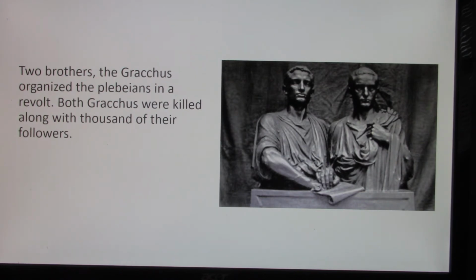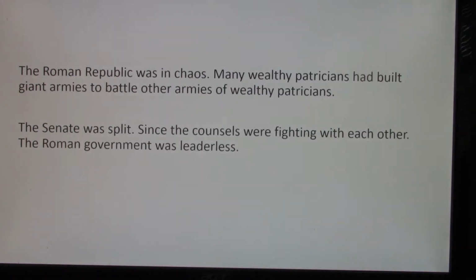A war between patrician versus patrician will break out, in which patrician can organize the biggest armies. Well, as it turned out, both of the Gracchuses were killed along with thousands of their followers. The Roman Republic had now descended into chaos.